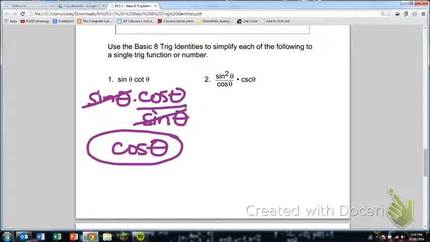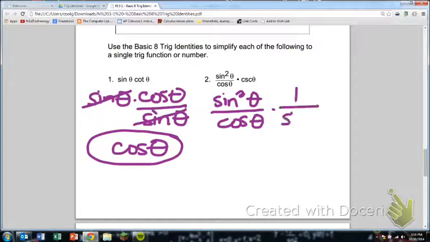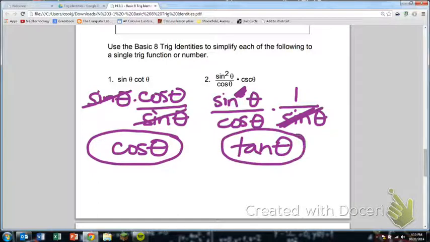Right? Let's try the same strategy on this one. I'm going to change everything to sines and cosines. So this first fraction is already sines and cosines, but cosecant I'm going to change to 1 over sine. So now you can see you can cancel. You've got sine squared on the top, sine on the bottom. So that gives me sine over cosine, which is tangent. Right? So I can use my identities to simplify those.